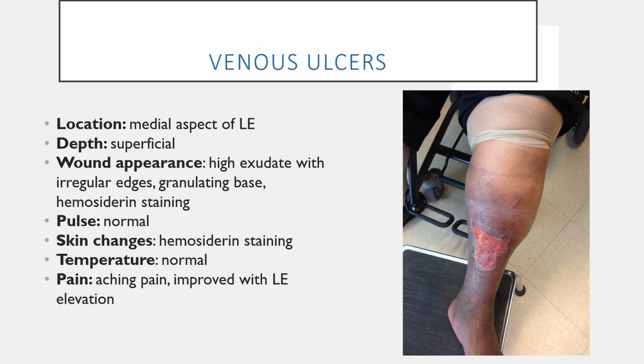Clinical manifestations include aching pain, normal arterial pulses, eczema or stasis dermatitis, edema, and dark pigmentation in the peri-wound area due to leakage from blood that cannot return to the vascular system due to vascular incompetence. The wound appearance is superficial, highly exudative, with a red wound base and irregular edges.